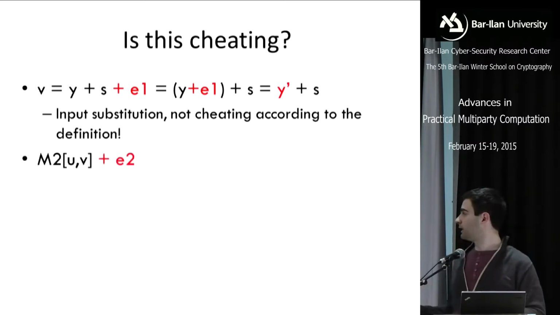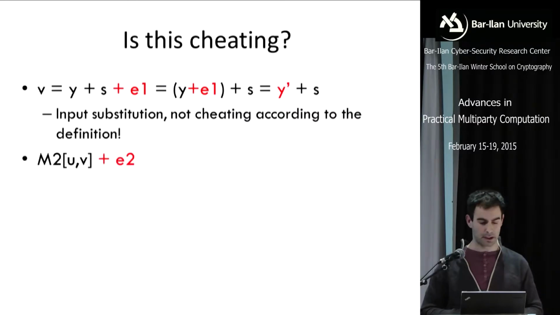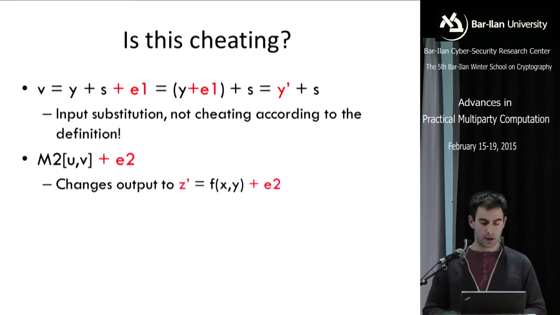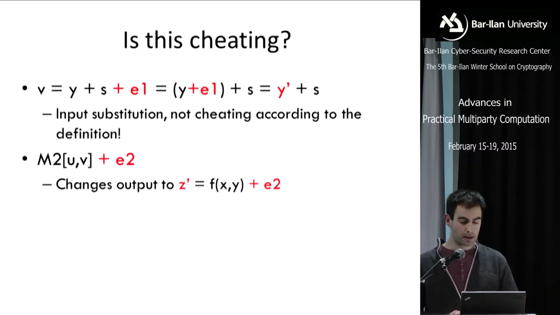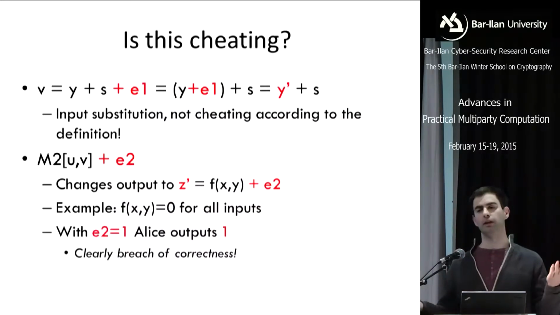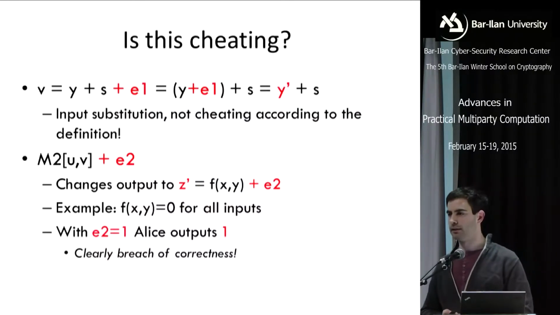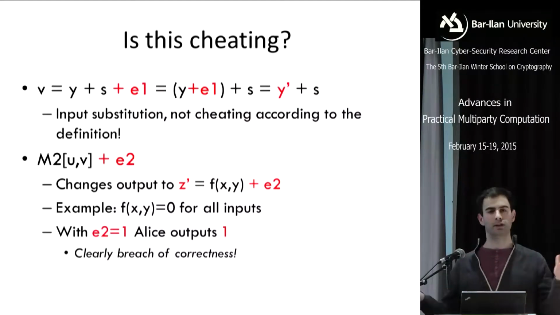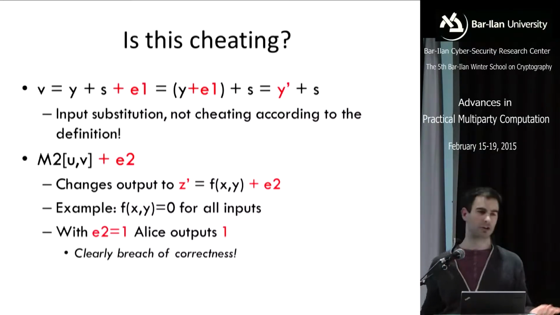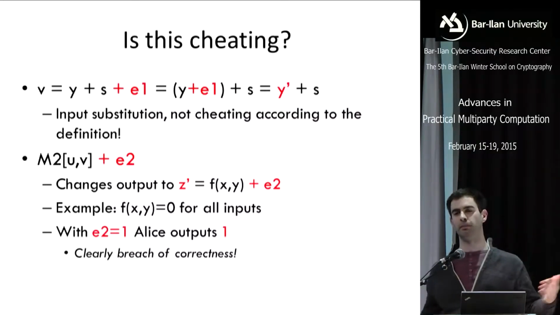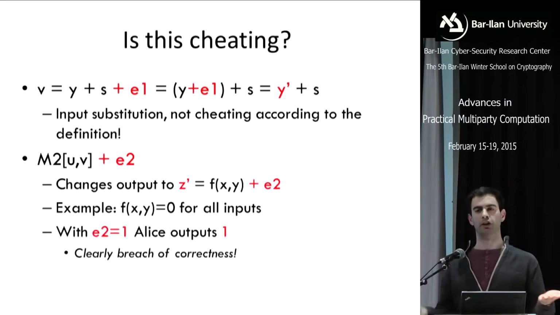However, the second one, T2 plus E2, this is actually real cheating, because this changes the distribution of the output. This makes the output be Z prime, which instead of being f of xy, is f of xy plus E2. This is actually a problem. Why? Just for the sake of the argument, assume that Alice and Bob were computing the function that outputs 0 on all inputs. Of course, they were not computing this stupid function. But let's suppose that they were computing a function that outputs 0 on all inputs.